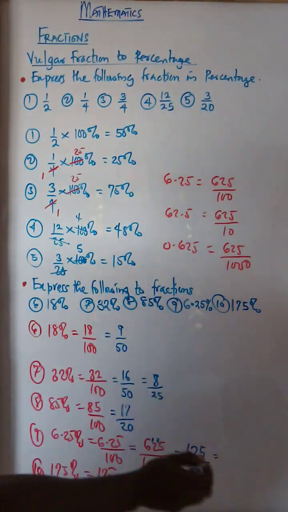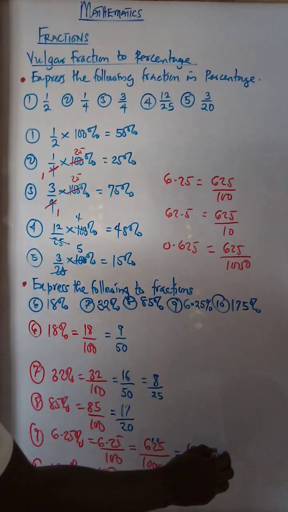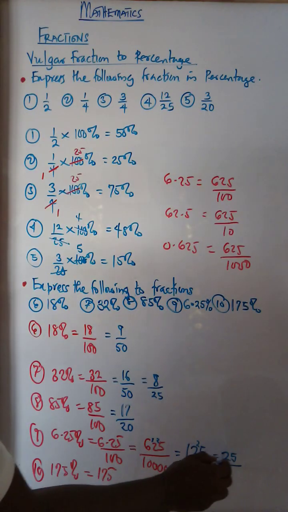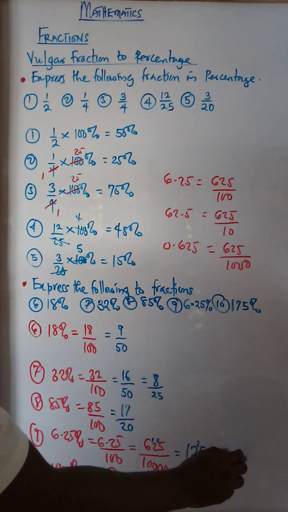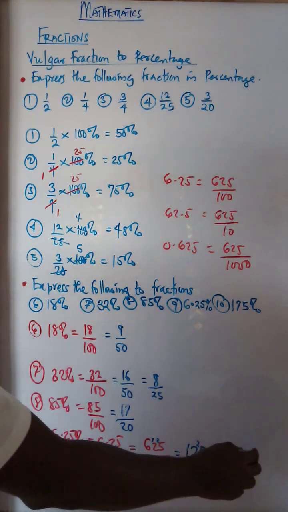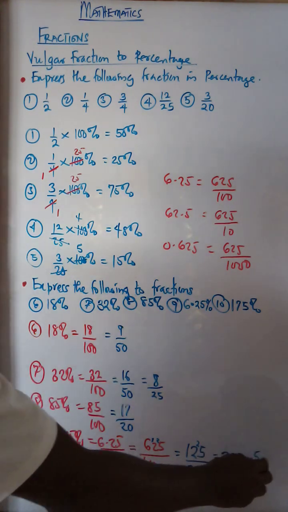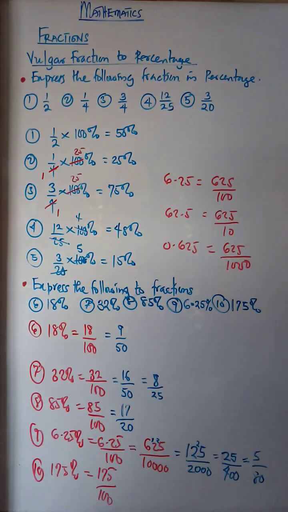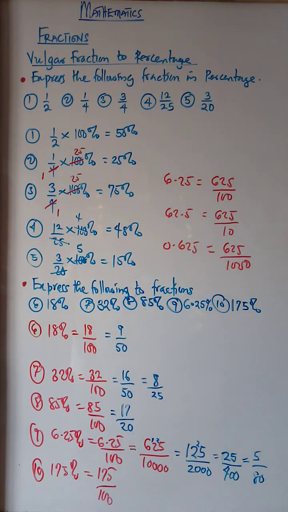5 in 12 is 2. Remainder 2. 5 in 25 is 5. Then 5 in 20 is 4. That's 400. 5 can still go. 5 in 25 is 5. 5 in 40, 5 times 8, 40. So that's 5 over 80.